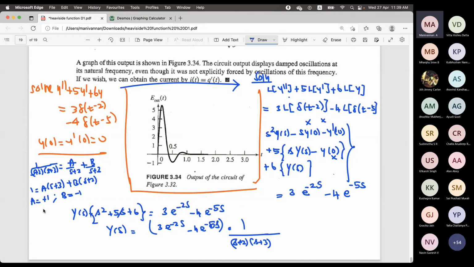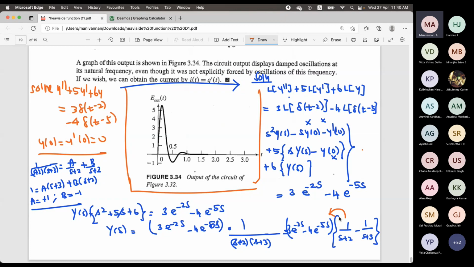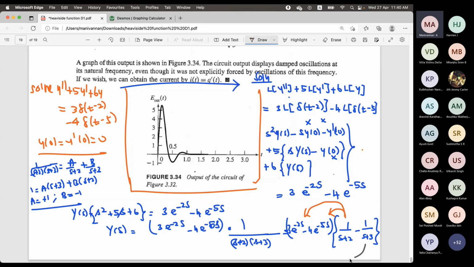So the resultant will be 1 divided by s plus 2 and minus 1 divided by s plus 3. So this y of s is nothing but 3 times e raised to the power minus 2s minus 4 times e raised to the power minus 5s, into 1 divided by s plus 2 minus 1 divided by s plus 3. Is it clear? Yes, sir. So which means that here you are having 4 terms. This term should multiply this and this, as well as this term should have multiplications with this and this. So 4 terms in your solution you are going to have.